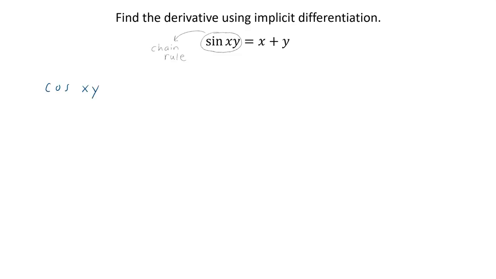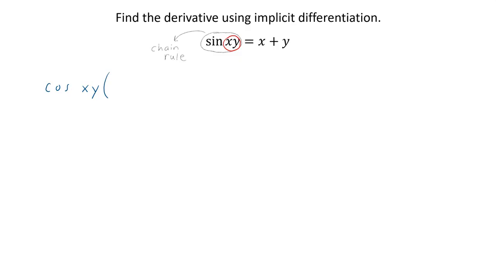The derivative of the outside function, or the whole function, sine xy, is cosine xy, because the derivative of sine is cosine. And we multiply that by the derivative of the inside. Here, our inside expression is xy. This is a product, so we have to use the product rule.